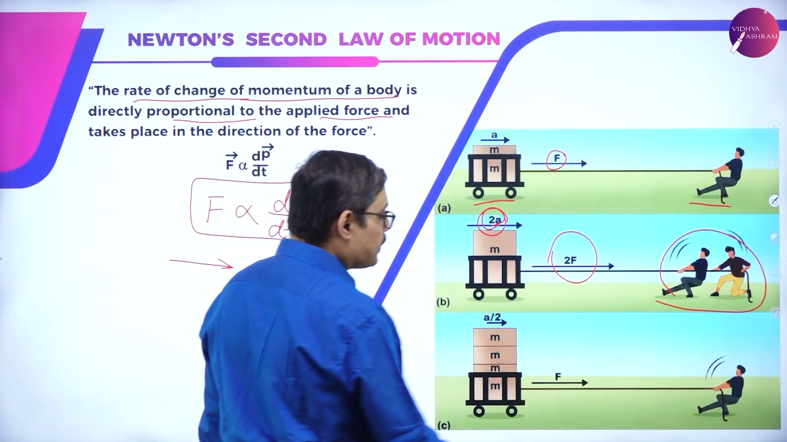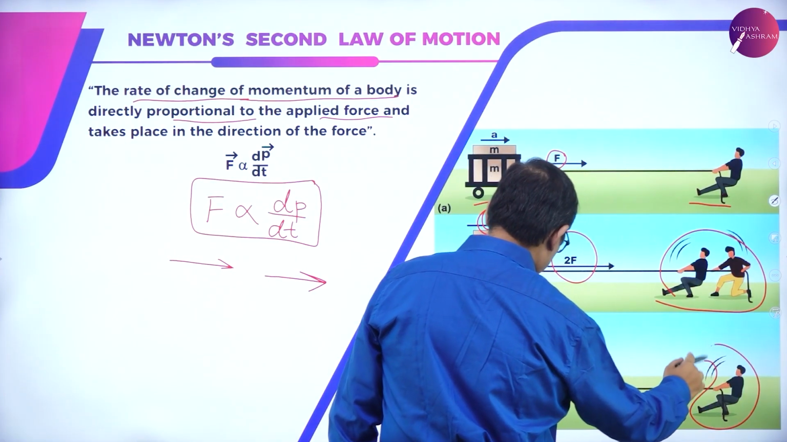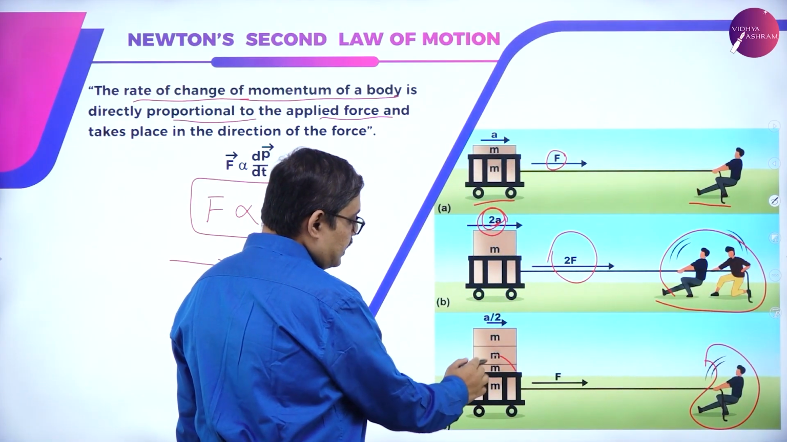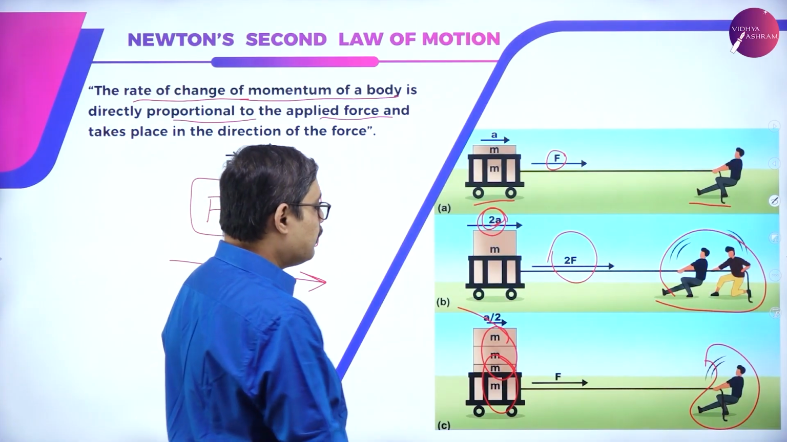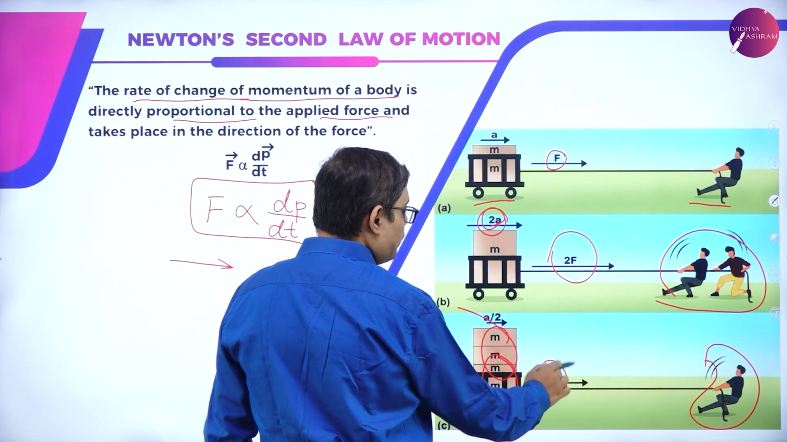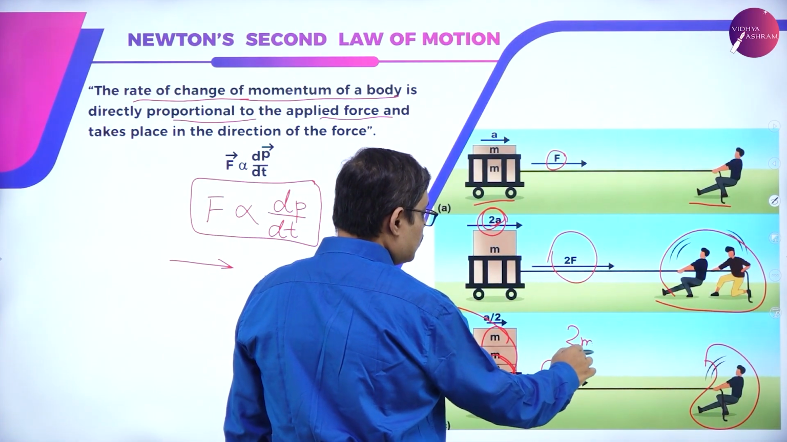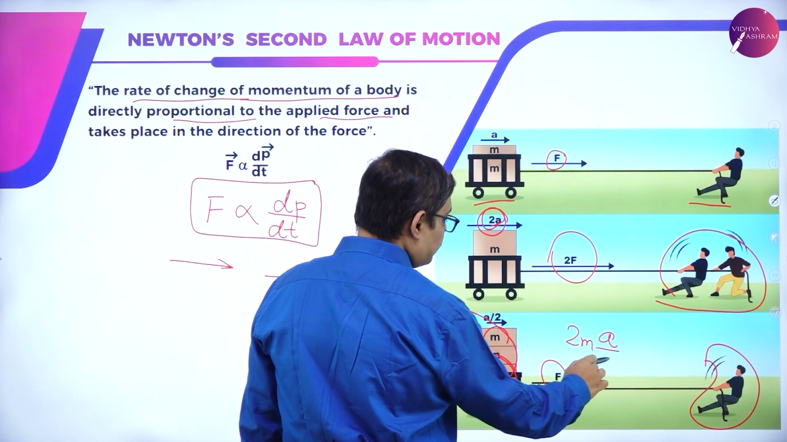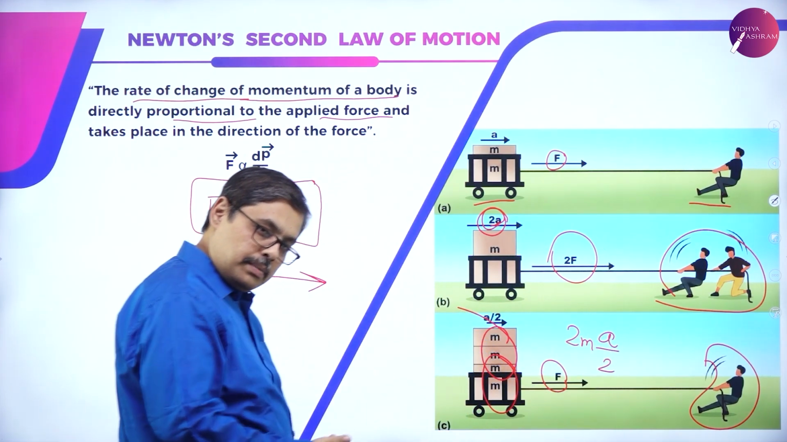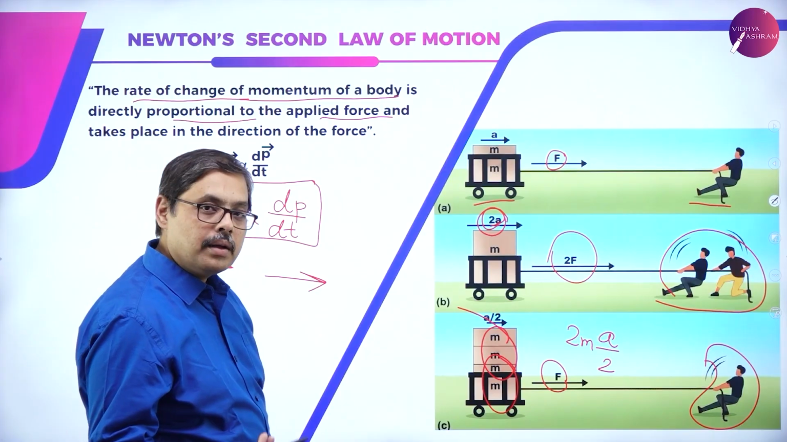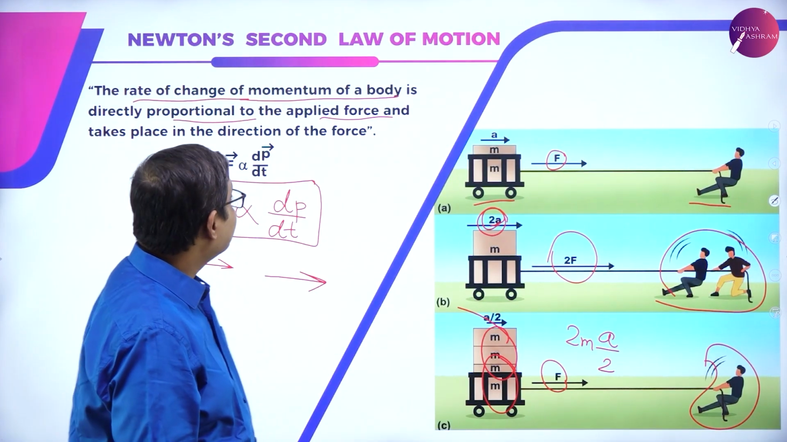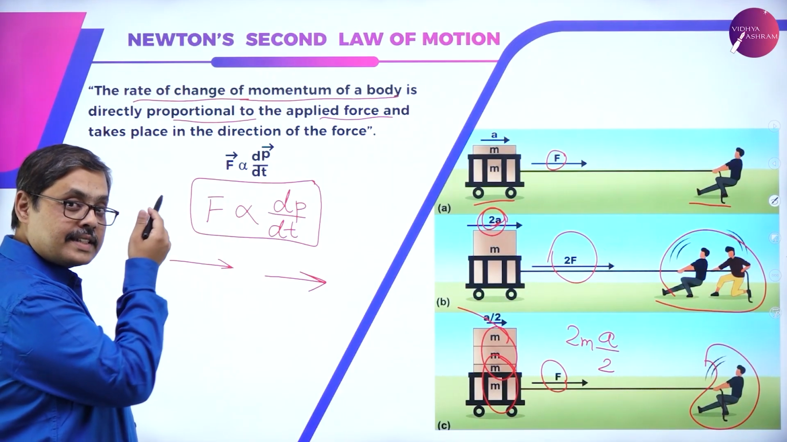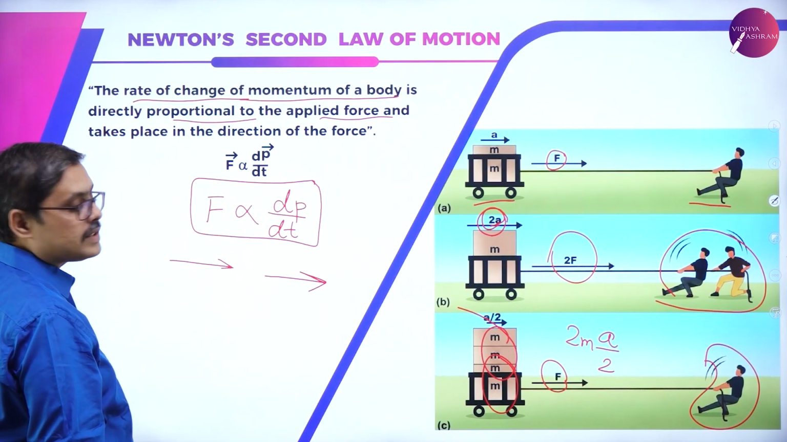Now the same single person is pulling the cart. What happens? The mass has increased. It has doubled. So what will happen? The force remains at F, but the mass is 2m now. So the acceleration becomes a by 2. So the cart will be pulled, but at half of the acceleration. Okay. So that is what the second law of Newton says.